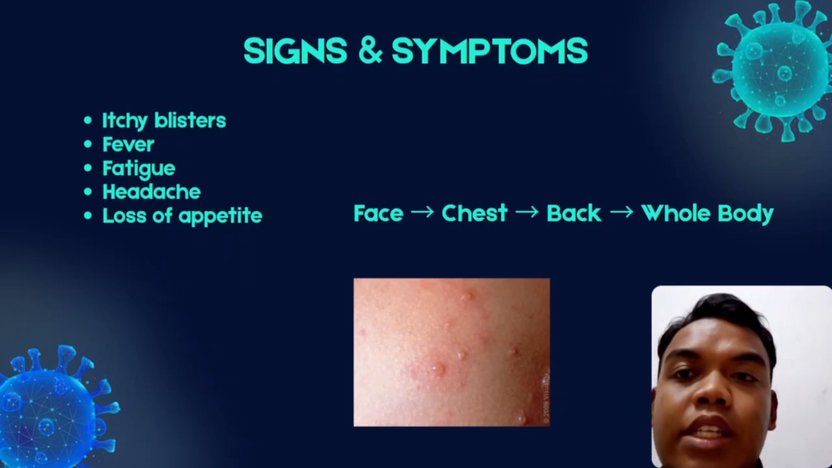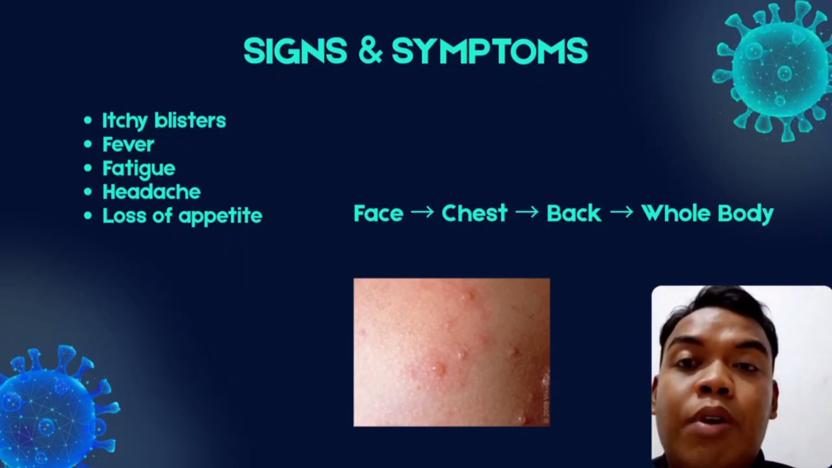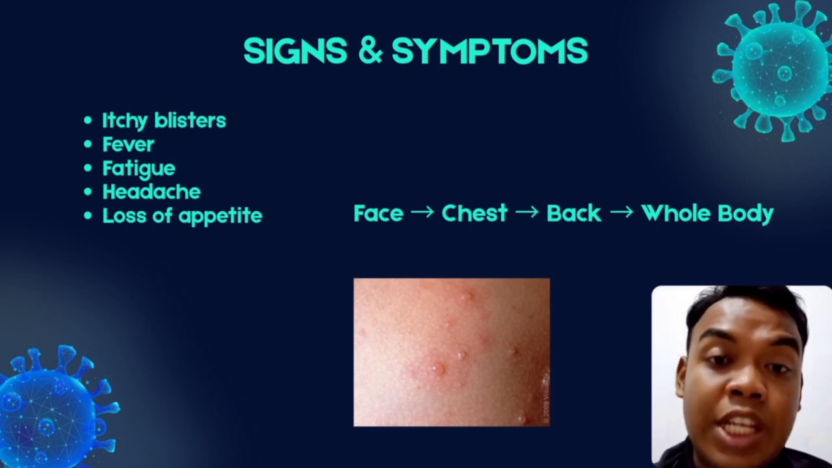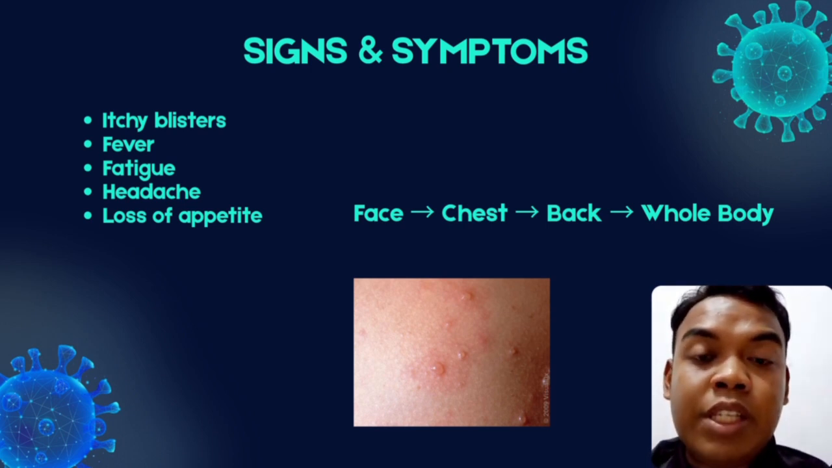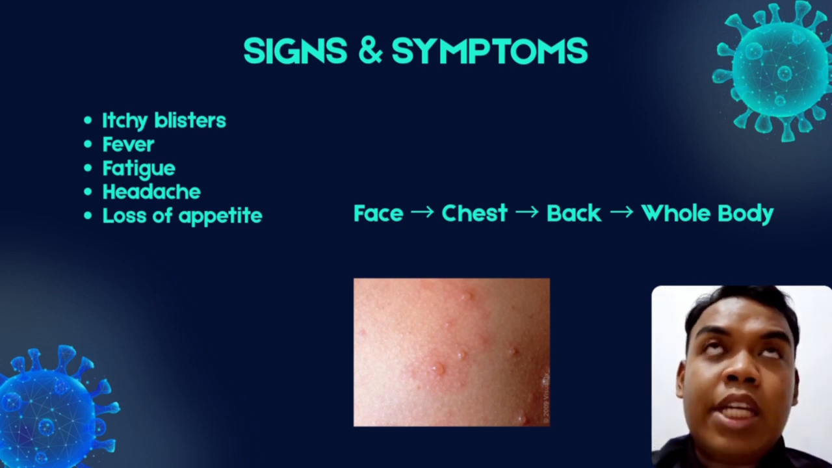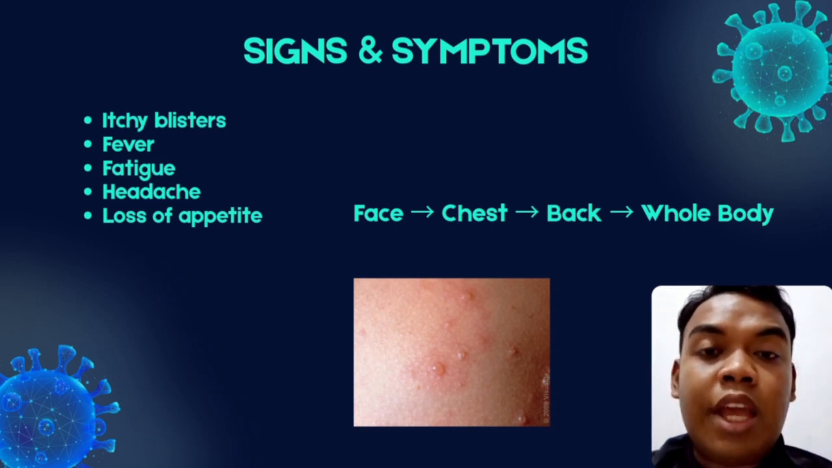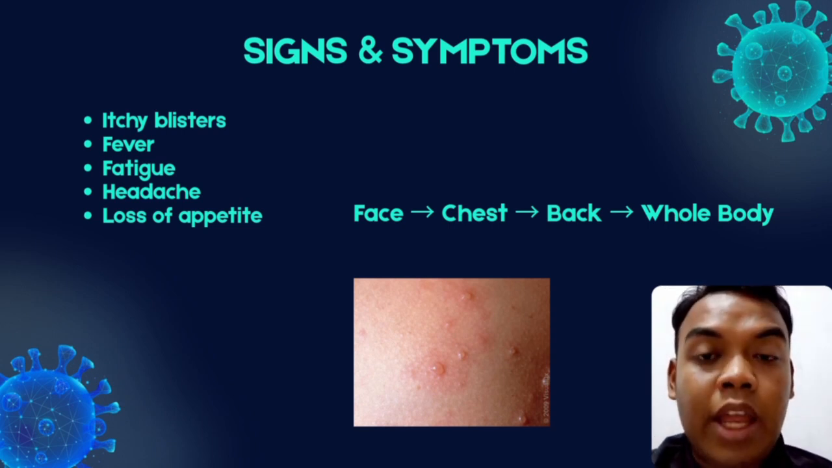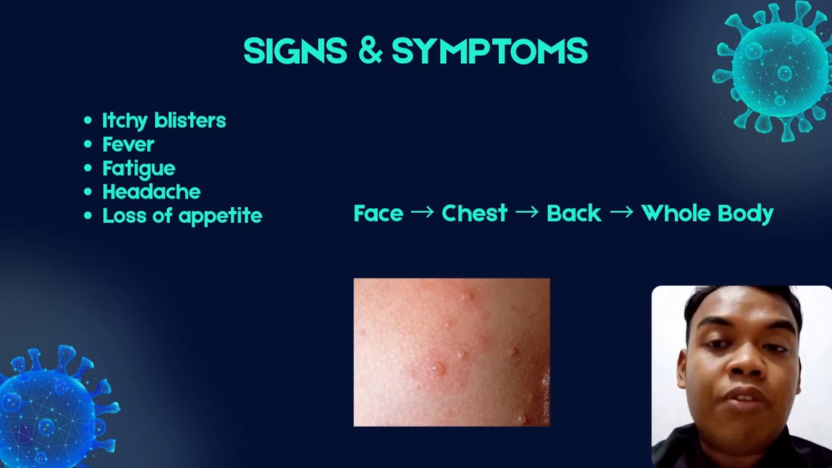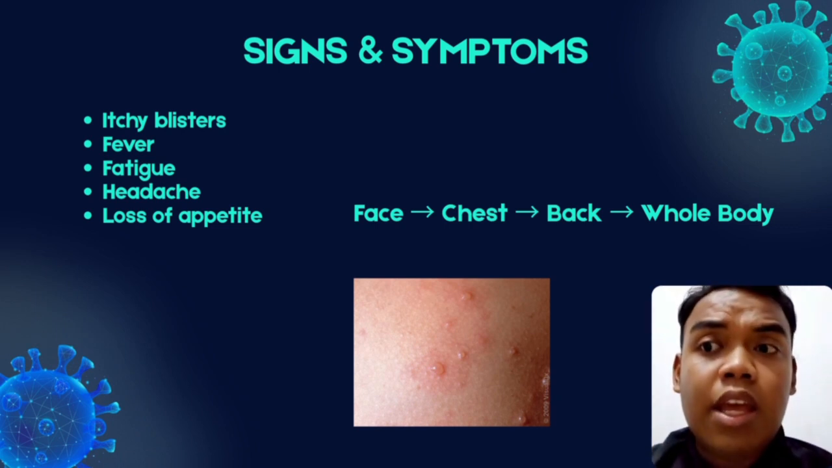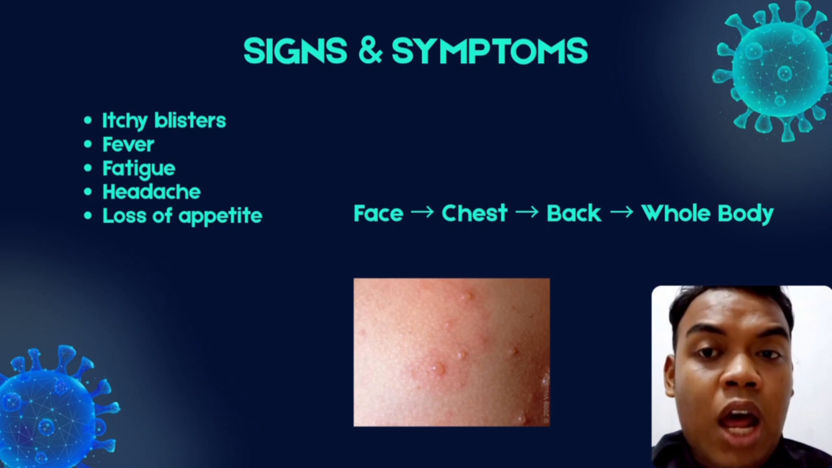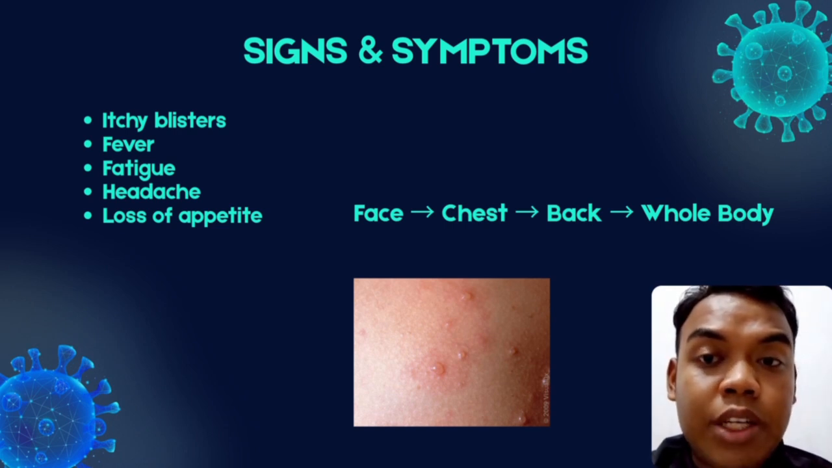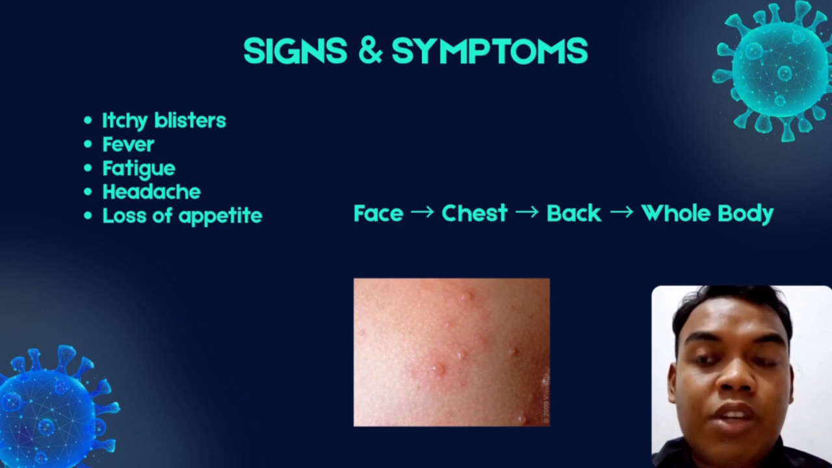Next are the signs and symptoms of chickenpox. The most recognizable symptom is an itchy, fluid-filled blister-like rash. Before the rash appears, patients may experience fever, fatigue, headache, and loss of appetite. The rash usually begins on the face, chest, and back, and gradually spreads to the arms, legs, and the rest of the body.